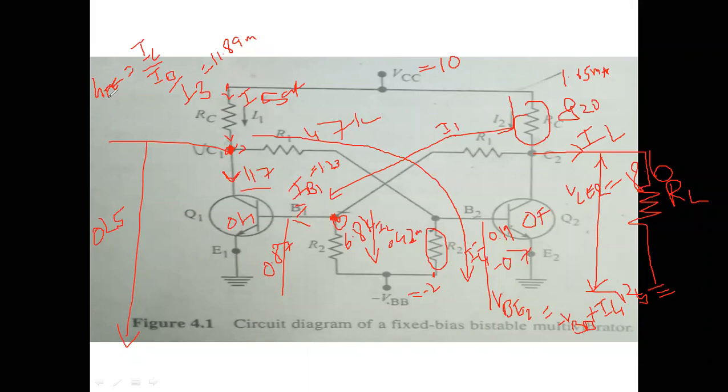In order to find out the IB minimum, that is nothing but IC divided by HFE. But that HFE is not this value. The HFE is the one they had given in the question. Otherwise, I will go to the question.